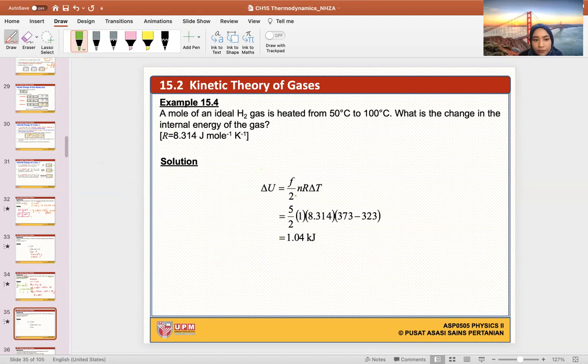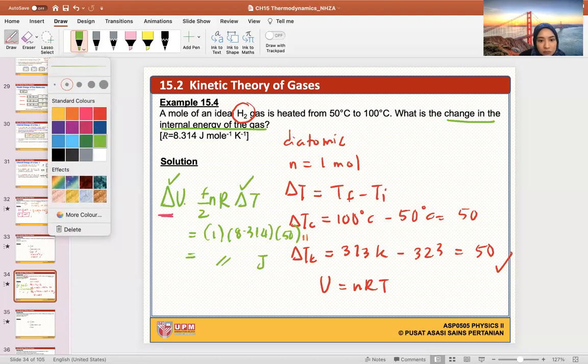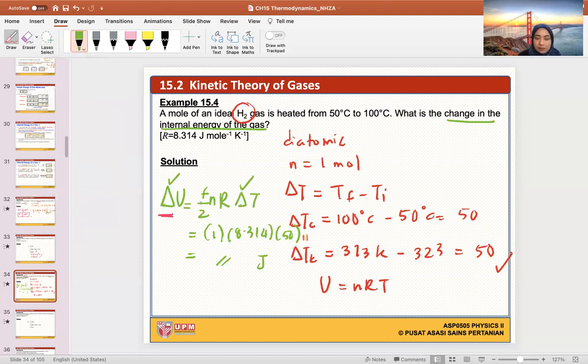Okay, so, oh, sorry. Oh my God, I forgot the general equation. F over 2 nR delta T. So this guy becomes 5 over 2 because it's diatomic and this guy is 1. Okay, so the answer will be in joules. Okay, still joules.